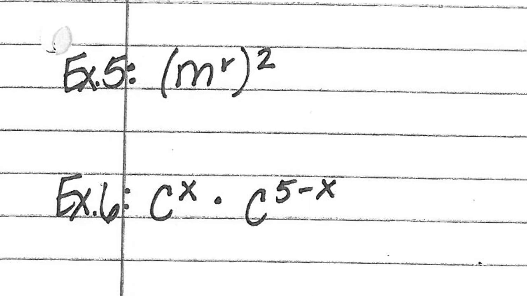All right, let's look at a couple that you guys get stuck on, because all of a sudden there's a variable thrown in. This is an r, and you guys get all thrown off. So what do you think m to the r to the second power would be? M to the 2r?